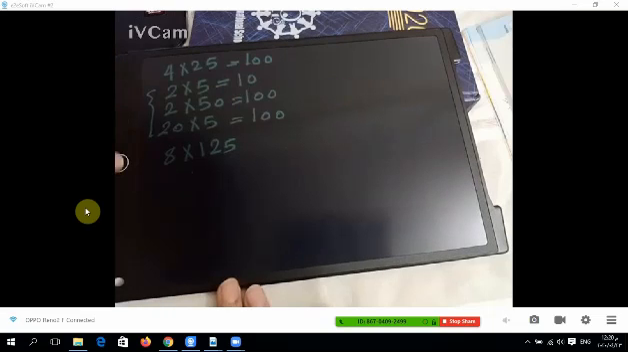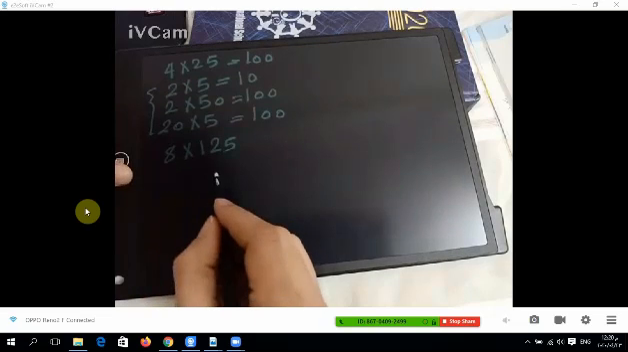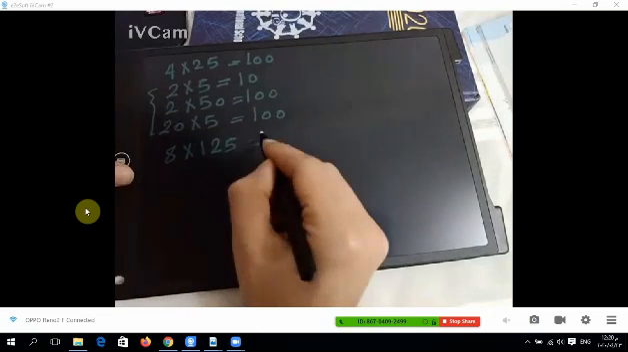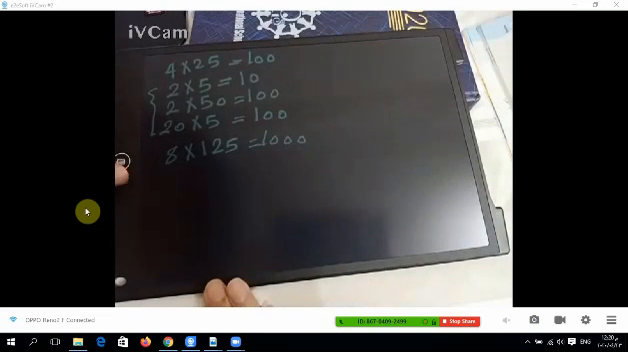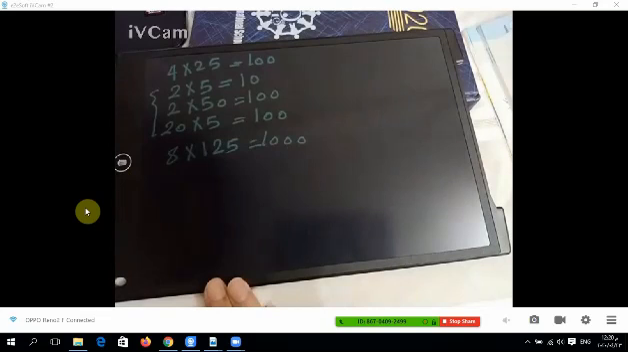The third couple of friends is 8 times 125, and this equals 1000. So when we have a multiplication question, we have to look at the friends that we have, because we will put them together, like 4 times 25, 2 times 5, 2 times 50, 20 times 5, and 8 times 125. Okay, so when we get the question, the first step we will start with is the commutative property, then we can move to the other properties.